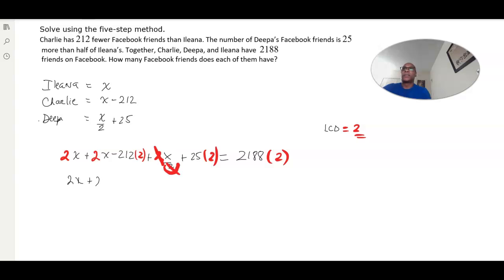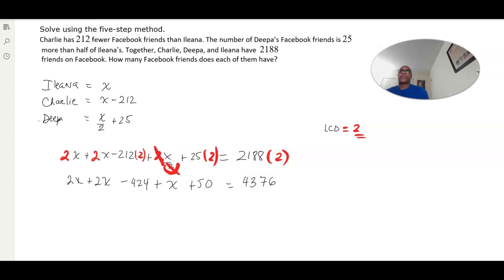So here we should have 2x, minus 424, plus x, plus 50, equal to, what is that? Can't count anymore. 2188 times 2, that's 4,376. So we just get rid of the denominator by multiplying everything by 2, which is the LCD, the least common multiple.